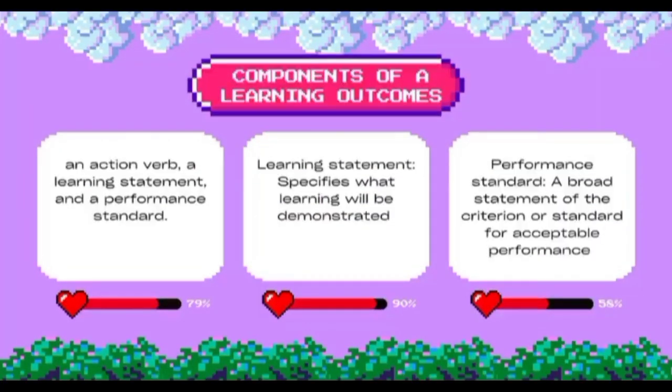First, an action verb, a learning statement, and a performance standard. The action verb is the heart of the learning outcome, indicating the specific action the learner will be able to perform. Next is the learning statement, which specifies what learning will be demonstrated. This part clarifies what the learner will be demonstrating through their action. It specifies the content or topic of the learning outcome. Lastly, the performance standard, a broad statement of the criterion or standard for acceptable performance. This sets the level of performance that is considered acceptable.